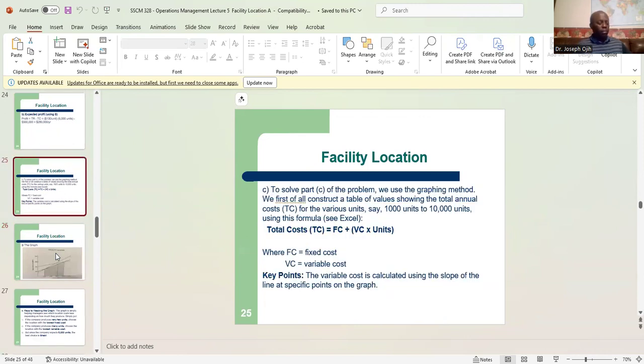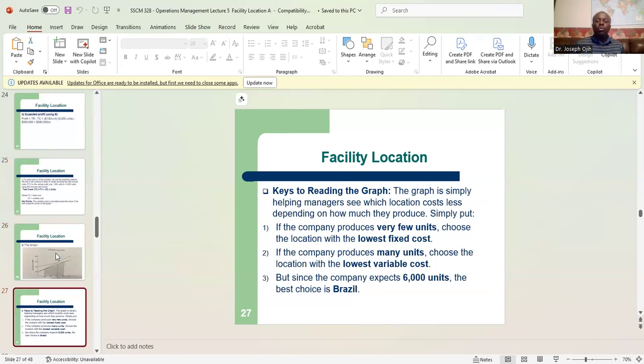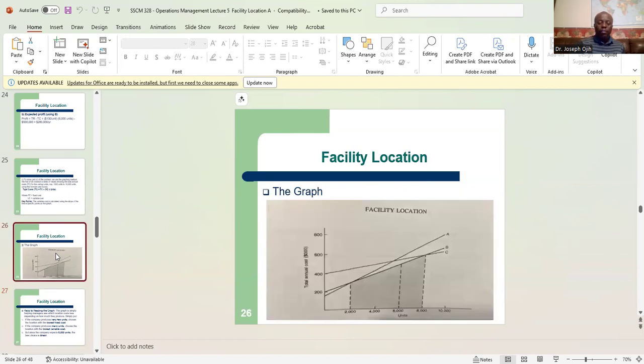But normally, we try to use a simple rule here. A simple rule, especially when you're using a graph, is that if the company produces very few units, then choose the location that has the lowest fixed cost. We look at our graph. Well, as a matter of fact, we can graph it in Excel. Let's see if I can graph it in Excel. Yep, I have it for every one of them.